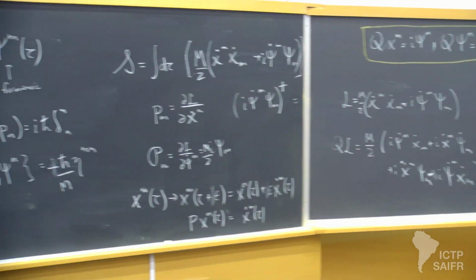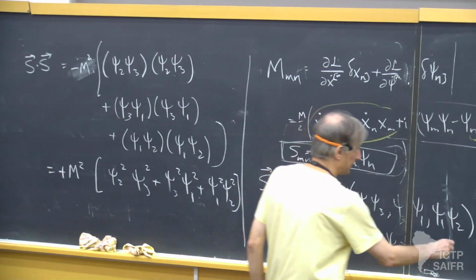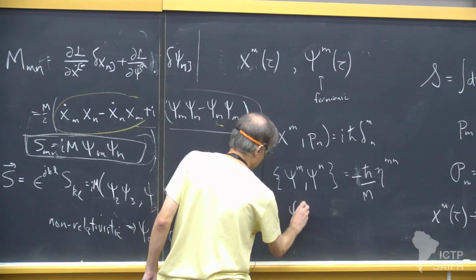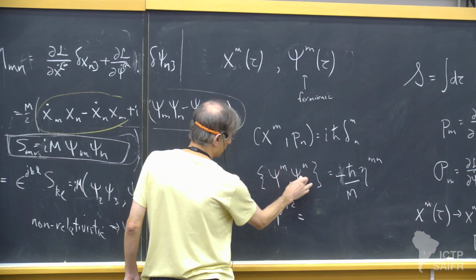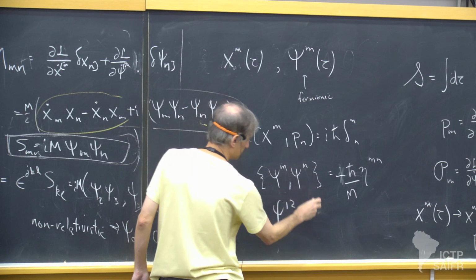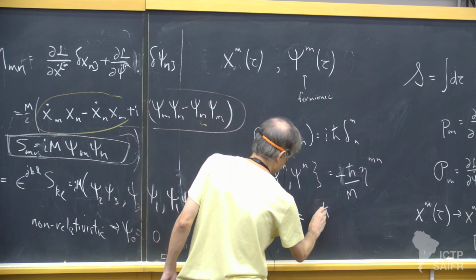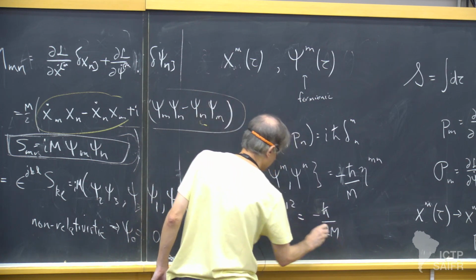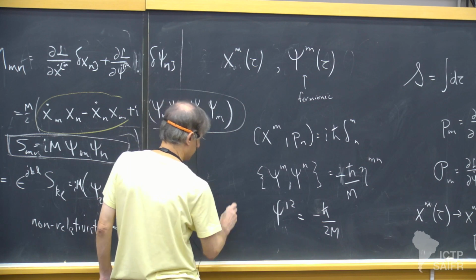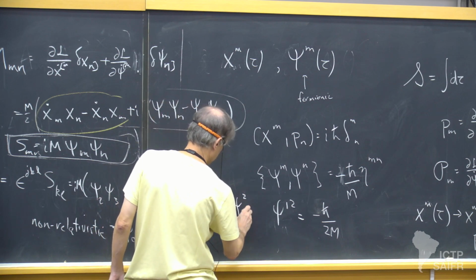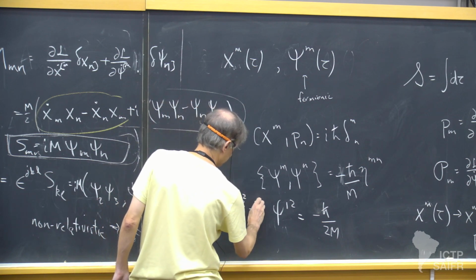Okay, so now we can use this equation. So that tells me that psi 1 squared, which is, of course, half of this, is equal to minus h bar over 2m, right? Which is equal to psi 2 squared, which is equal to psi 3 squared.